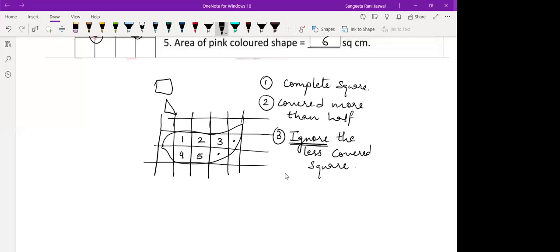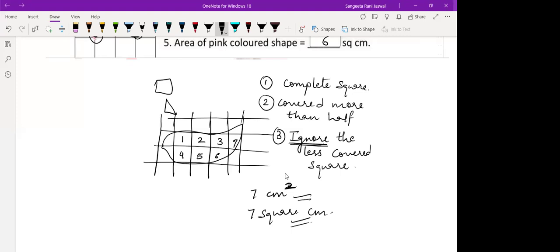Okay, so what is the area now? 5 complete squares and these two also. 1, 2, 3, 4, 5 and 6 and 7. You get it? Yes, ma'am. 7 centimeters square. Or you can write it 7 square centimeters. Normally we write square like this. You must have seen it at many places. We write square like this. So writing this way or this way, both are same.